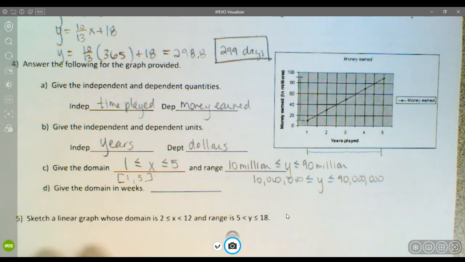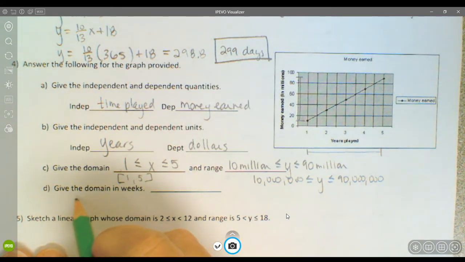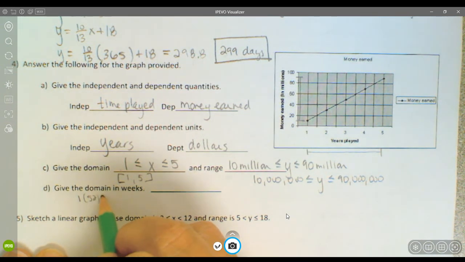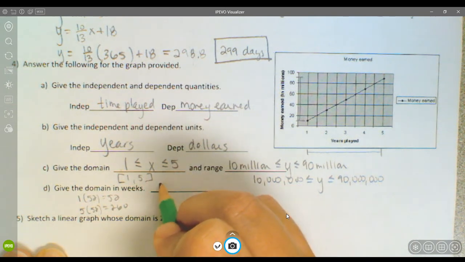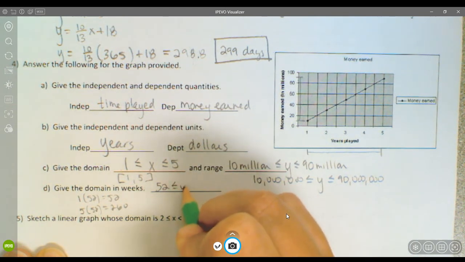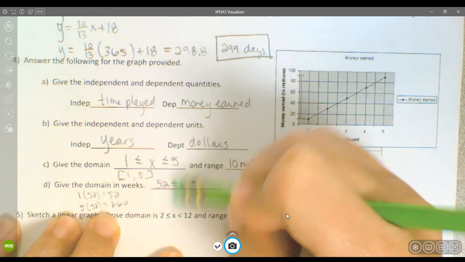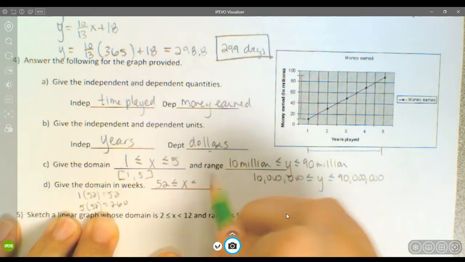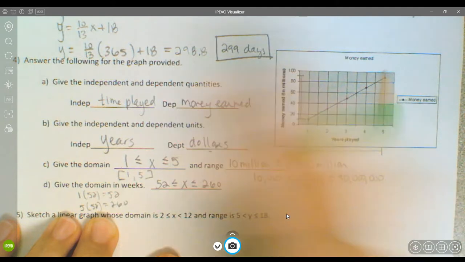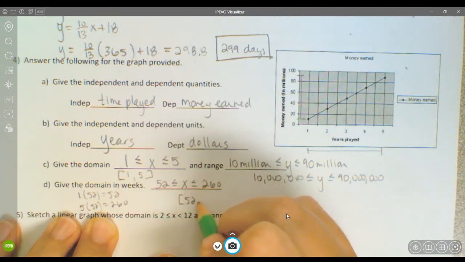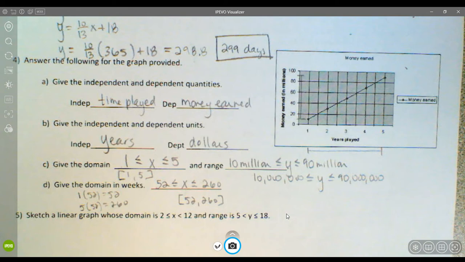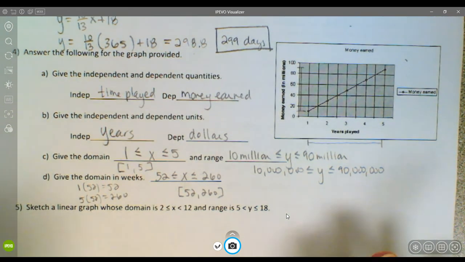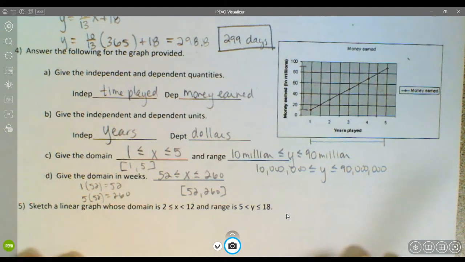And we want to give the domain in weeks. Well, that means we have to multiply by 52. 1 times 52 is 52. 5 times 52 is 260. So 52 is less than or equal to x, because domain deals with the x coordinates, is less than or equal to 260. That would look like that. All right, any questions? Well, that's number 4.